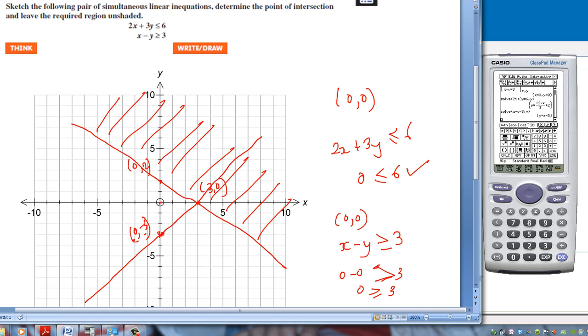Now I ask myself, is this true? Is 0 greater than or equal to 3? And this is not true. So this here in actual fact is the region we don't require. This side of the graph we don't require. So let's shade that out.